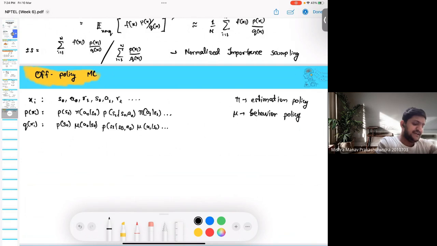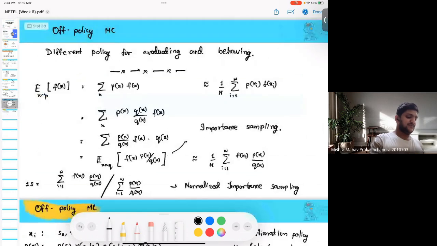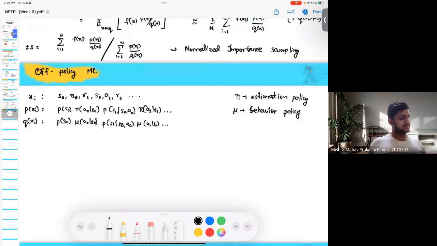So think of it like this. Come back to importance sampling. This only works under the condition that my q of xi is always non-zero, right? If q is 0, then importance sampling is undefined. That means I have replaced my p by the estimation policy and q by the behavioral policy. So my q of xi can never be 0. That means my behavioral policy can never be 0.